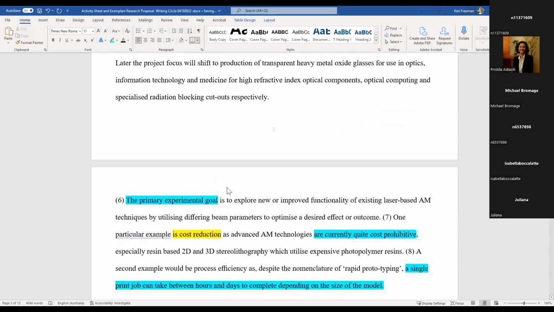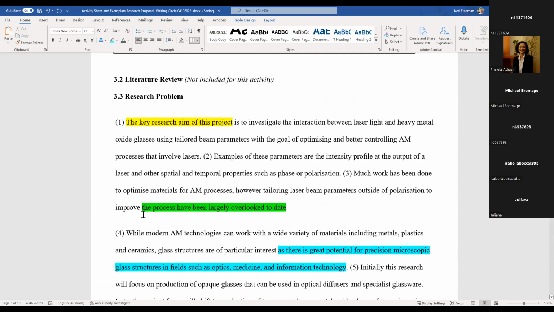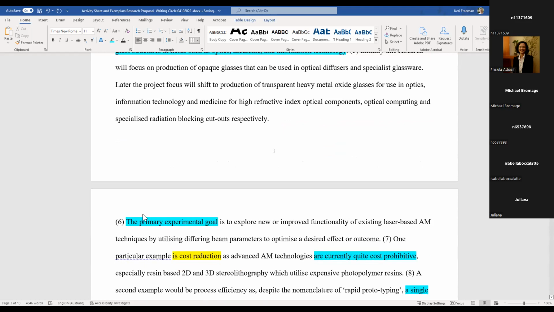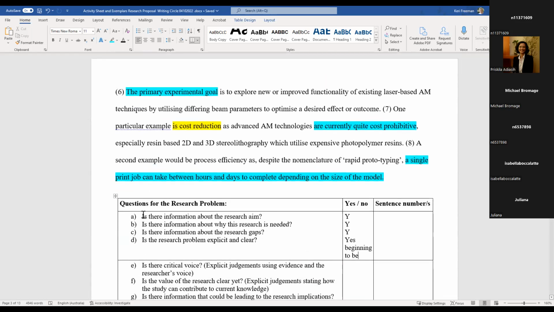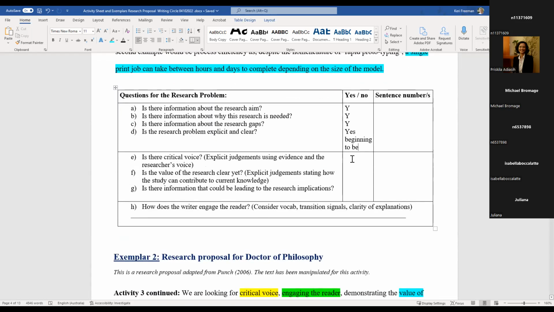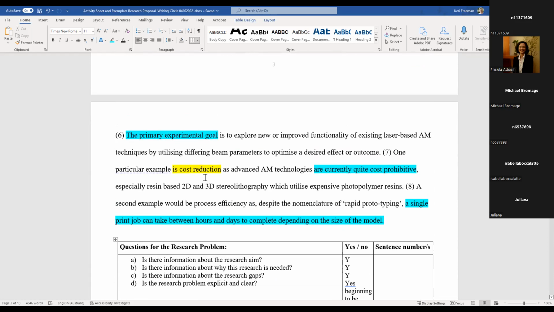Okay. We want new and improved functionality. Okay. So remember again, this is a proposal. The number of words is restricted. There's only so many things that you can say. And I think we're getting a good idea of where this is going. Potentially could be more explicit at times. Is that maybe what you're feeling? But it's not too bad. Is there critical voice? Explicit judgments, using evidence.